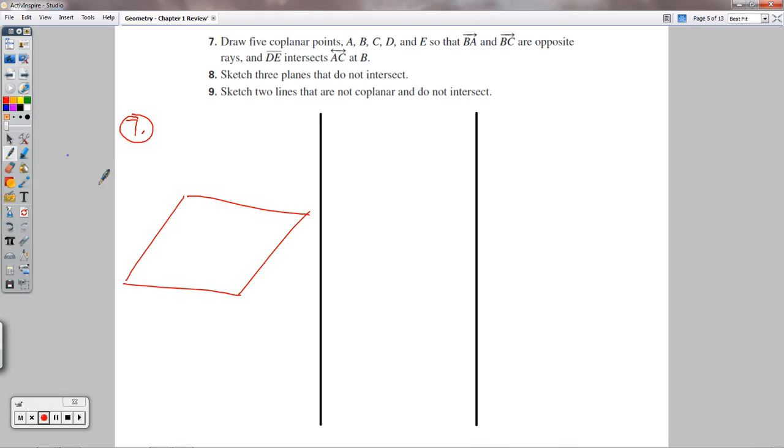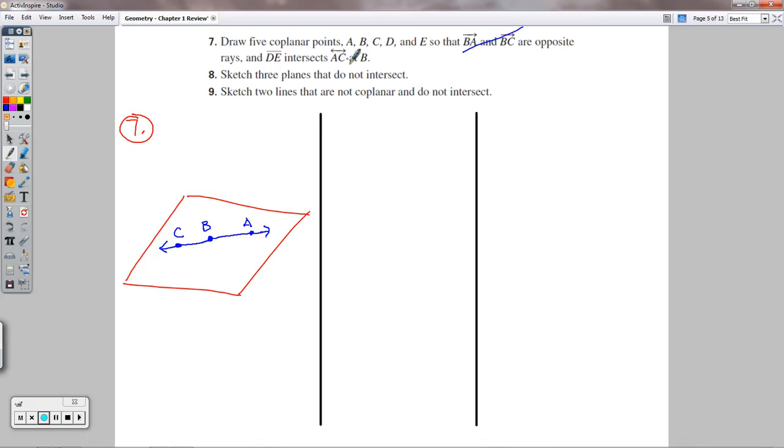Alright, I'm going to use a different color just to help things stand out a little better here. So that BA and BC are opposite rays. That means they head in the opposite direction of each other, exactly opposite direction. Together, in other words, they form a straight line. So I've got B right here, and I'm going to call this A, and this would go on forever in that direction. If it's an opposite ray, it's got to go in exactly the opposite direction. And then that could be BC. So that makes that true. Alright, so that part's done. BA and BC are opposite rays.